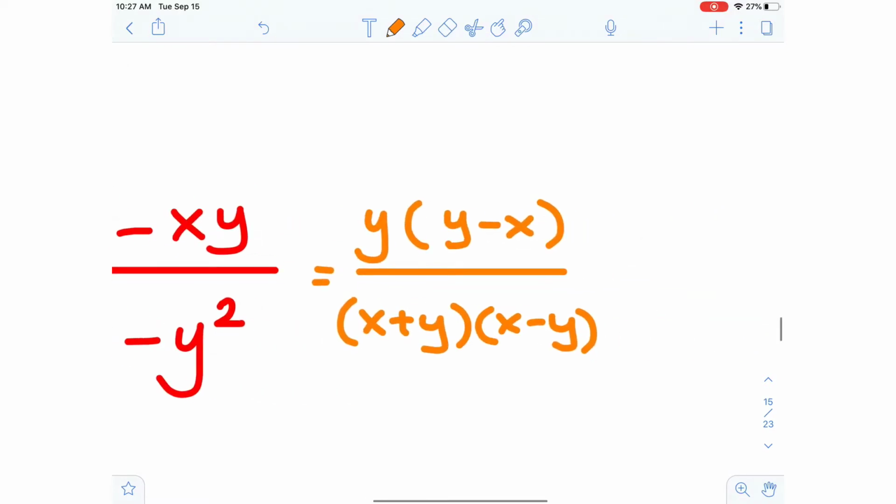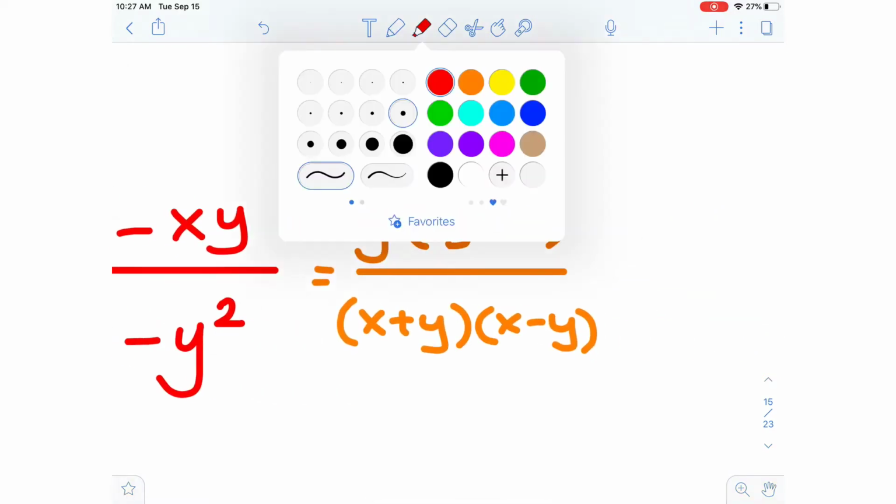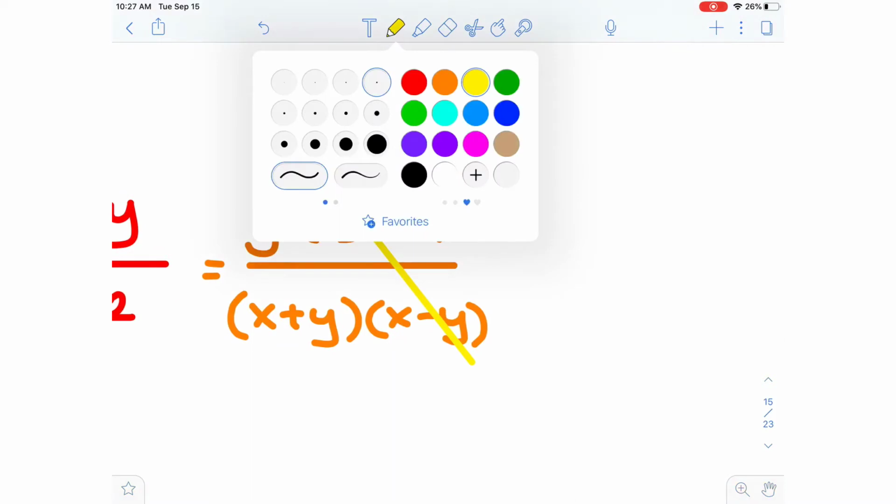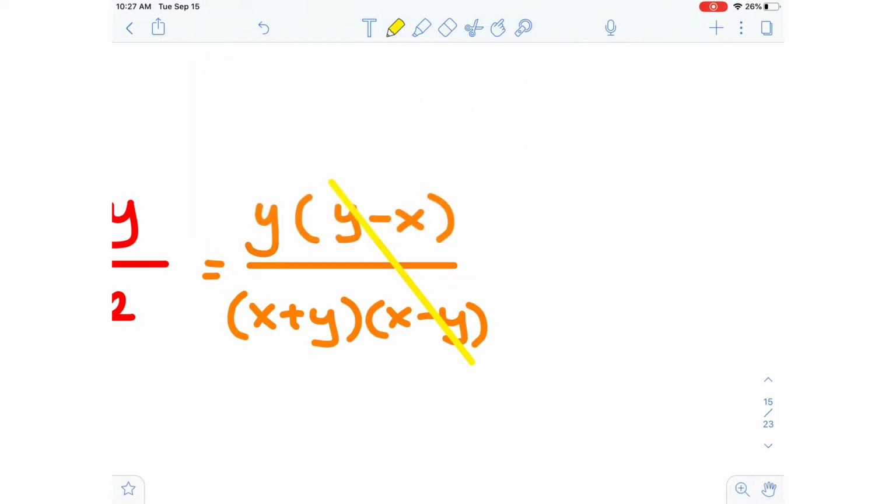Now, I do notice exact opposites. So what I mean by that is this is y minus x, positive y, negative x. And here is x minus y. So those are exact opposites, positive x, negative y. And so exact opposites are going to cancel. And that means I am left over, oh wait, silly me.